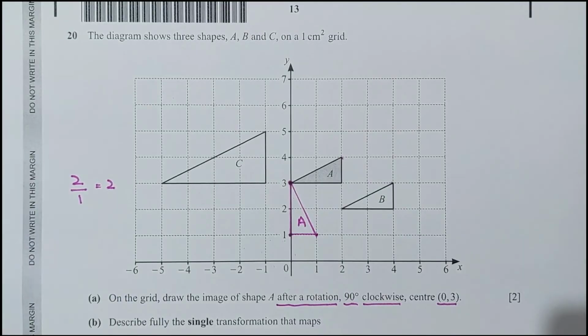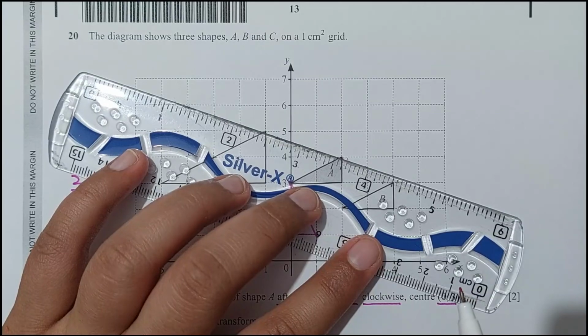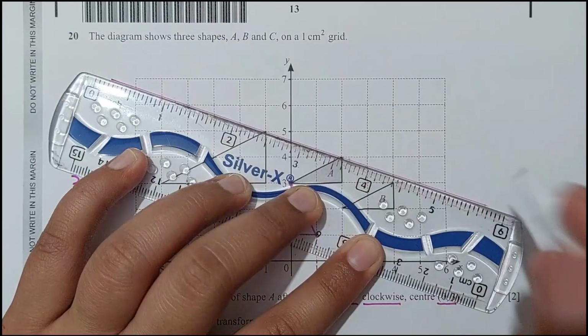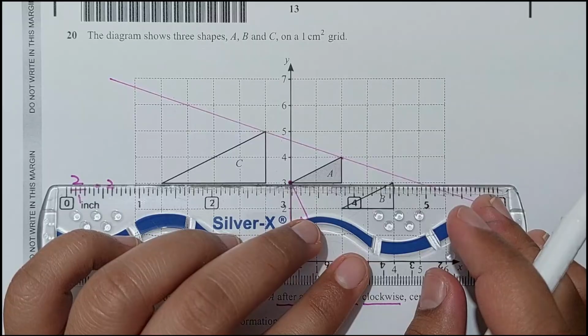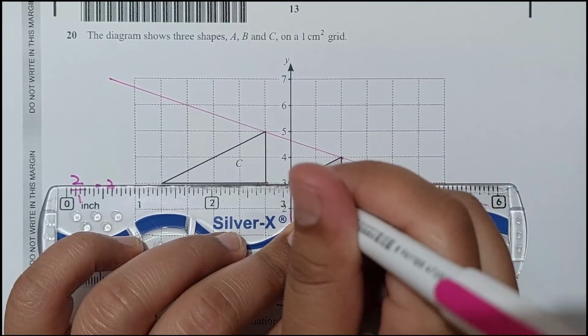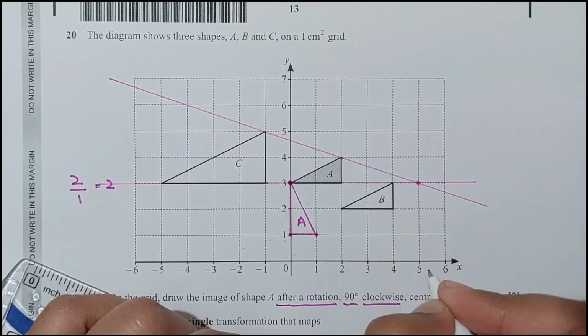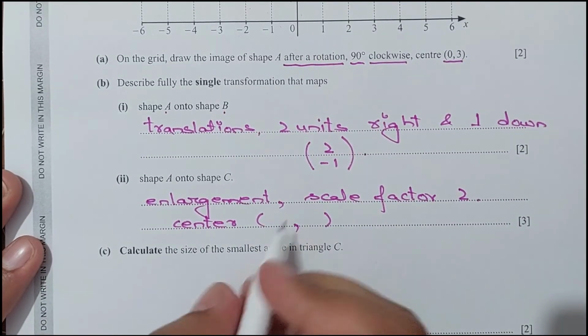To find the center of enlargement, we have to connect the corresponding coordinates. We connect this vertex with this one, and this vertex with this one, on the same straight line. These lines join at the point 5 and 3. That is the center, which is (5, 3).